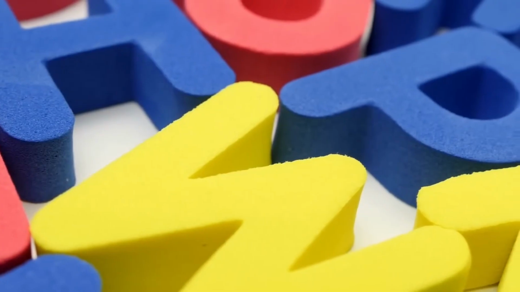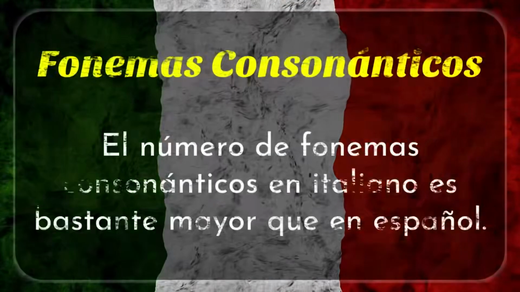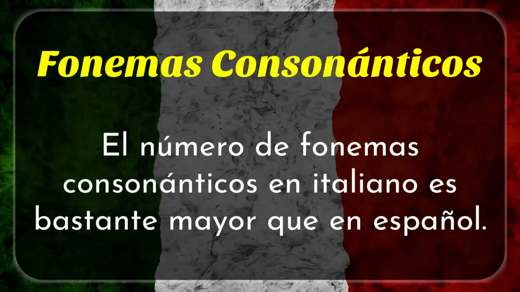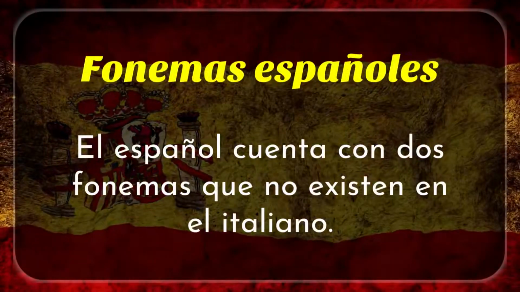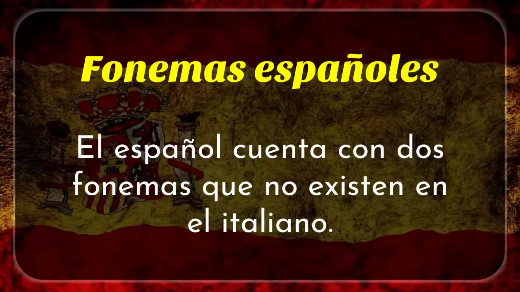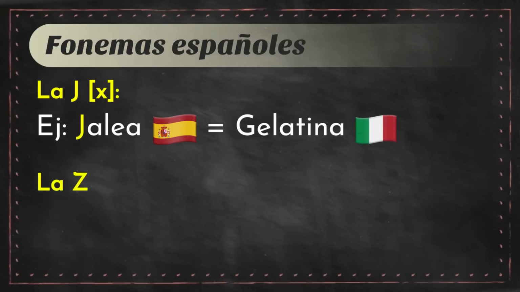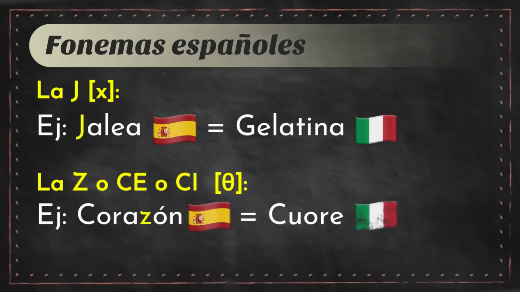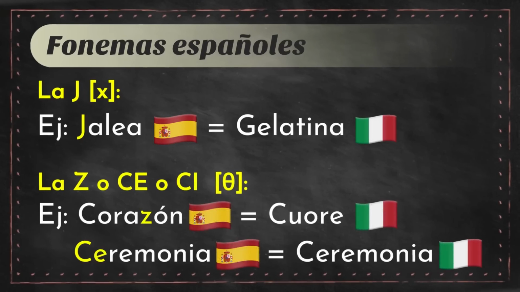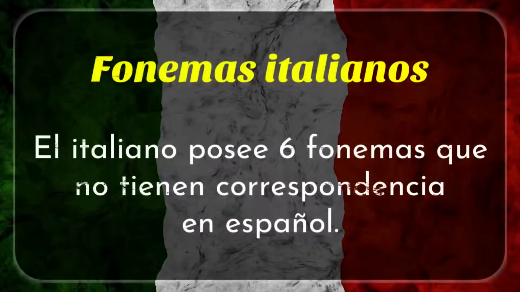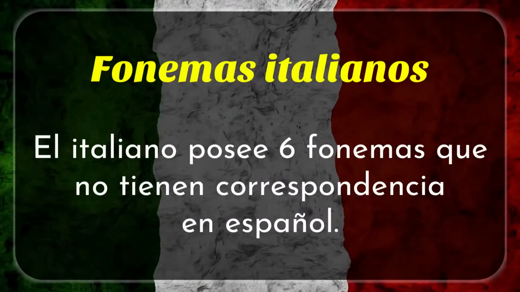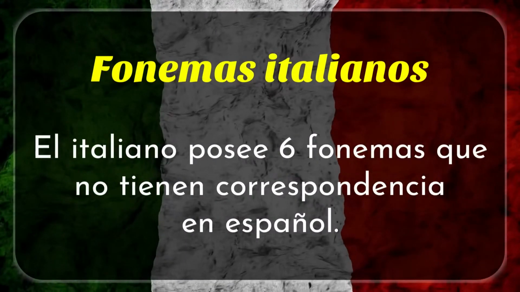As for consonants, the number of consonant phonemes in Italian is quite a bit higher than in Spanish. On one hand, Spanish has 2 phonemes that do not exist in Italian: the J, and the Z or the CE or CI, which are used in much of the Iberian Peninsula, as in corazón or ceremonia. On the other hand, Italian has 6 phonemes that do not have a counterpart in Spanish.